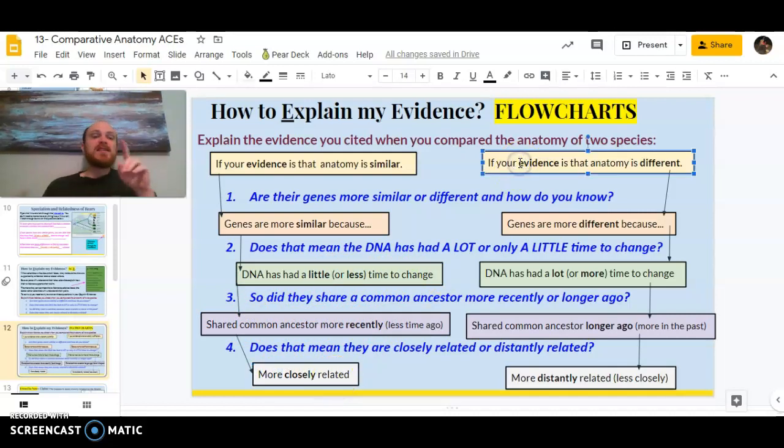If your evidence is that these two guys are not closely related because their anatomy is so different, that means their genes are more different. That means their DNA has had more time to change because DNA over time will accumulate mutations. We've learned about that. That means that they shared a common ancestor much longer in the past, which means they're more distantly related. So you're either going to follow this flow chart or this one, on the left or on the right.